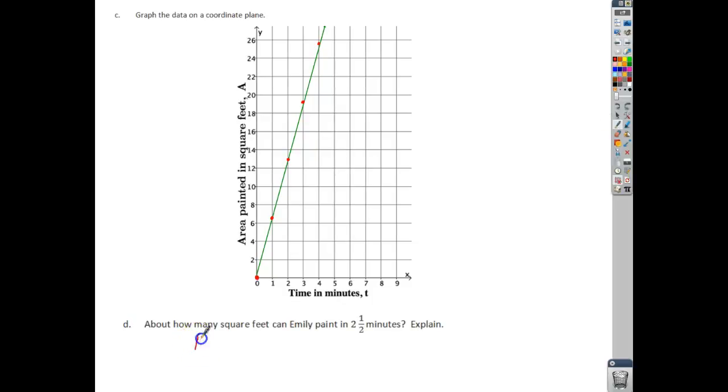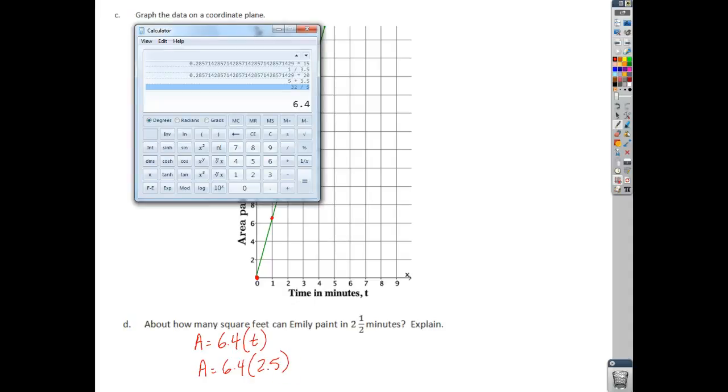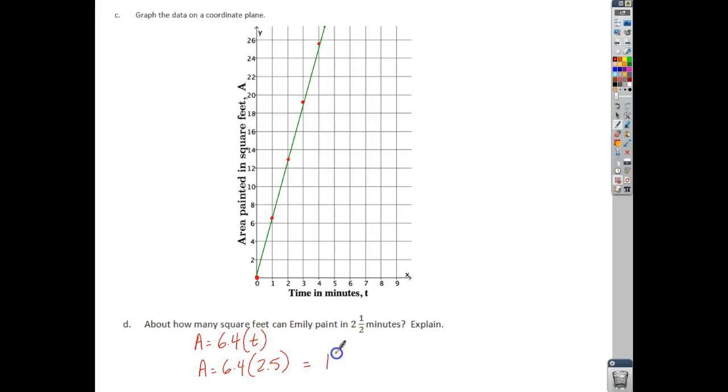We knew that the area was equal to 6.4 multiplied by the time. So this time we know the number of minutes. The area is equal to 6.4 times 2.5. Let's see, 6.4 times 2.5 equals, hey, 16 square feet.